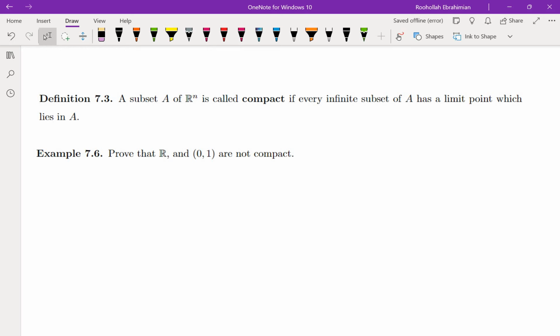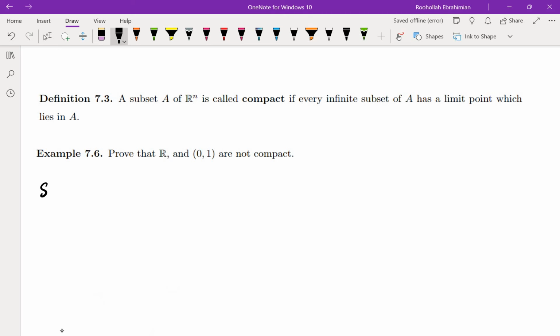Okay, so here is the definition of a compact set. A subset A of R^n is called compact if every infinite subset of A has a limit point which lies inside A. So if I take a subset of A that is infinite, then it has a limit point, and not only that, but the limit point is inside A. So coming up with examples of compact sets is a little bit more difficult. So I'm going to do examples of things that are not compact, and then in the next theorem we will see how to find compact sets.